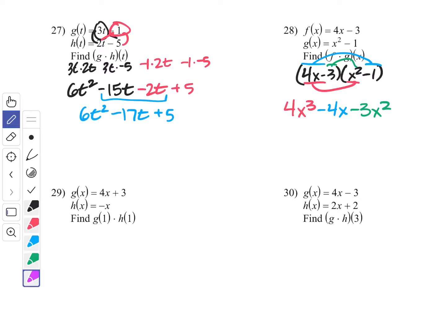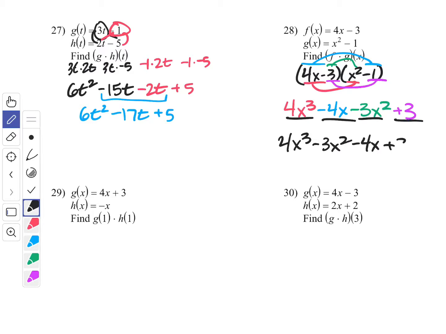Now this one, notice we're not going to be able to have any like terms, are we? Because of the way that they were written. So what we want to do is put the highest power first, followed by the next, then the last variable, then the constant. Okay.